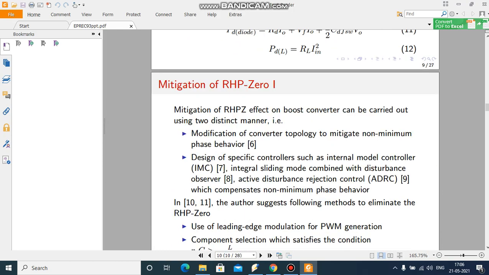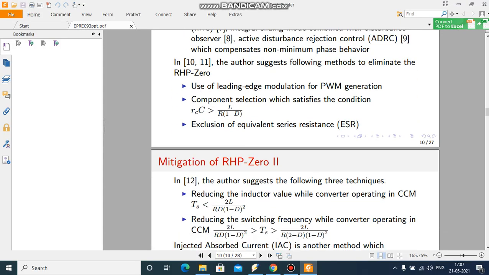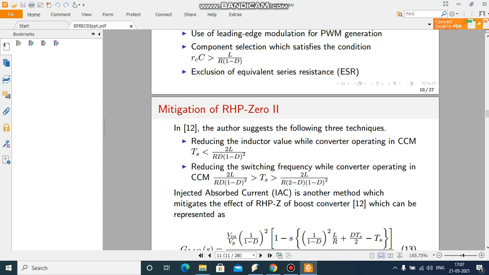Now coming to the main part, mitigation of RHPZ. That mitigation can be done in two manners: either change the topology or change the controller structure. And the third point is to change the operating condition. Authors have suggested using leading edge modulation of PWM generation, and some authors have also provided the reason for reducing the switching frequency while the converter is operating in CCM.